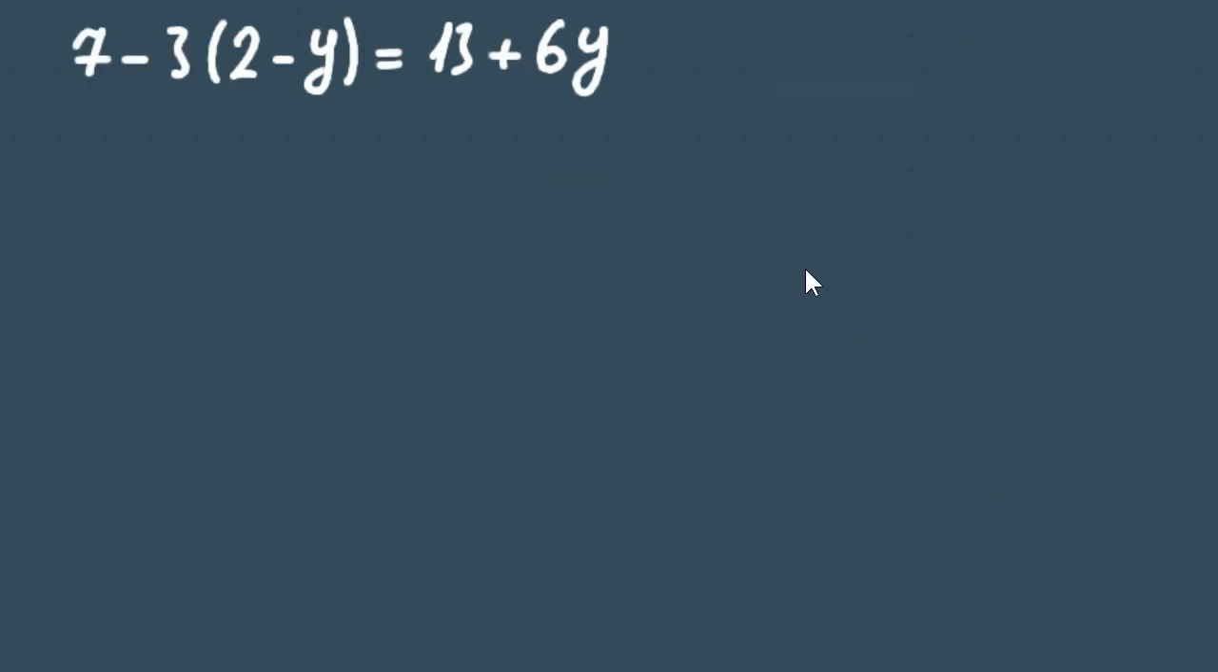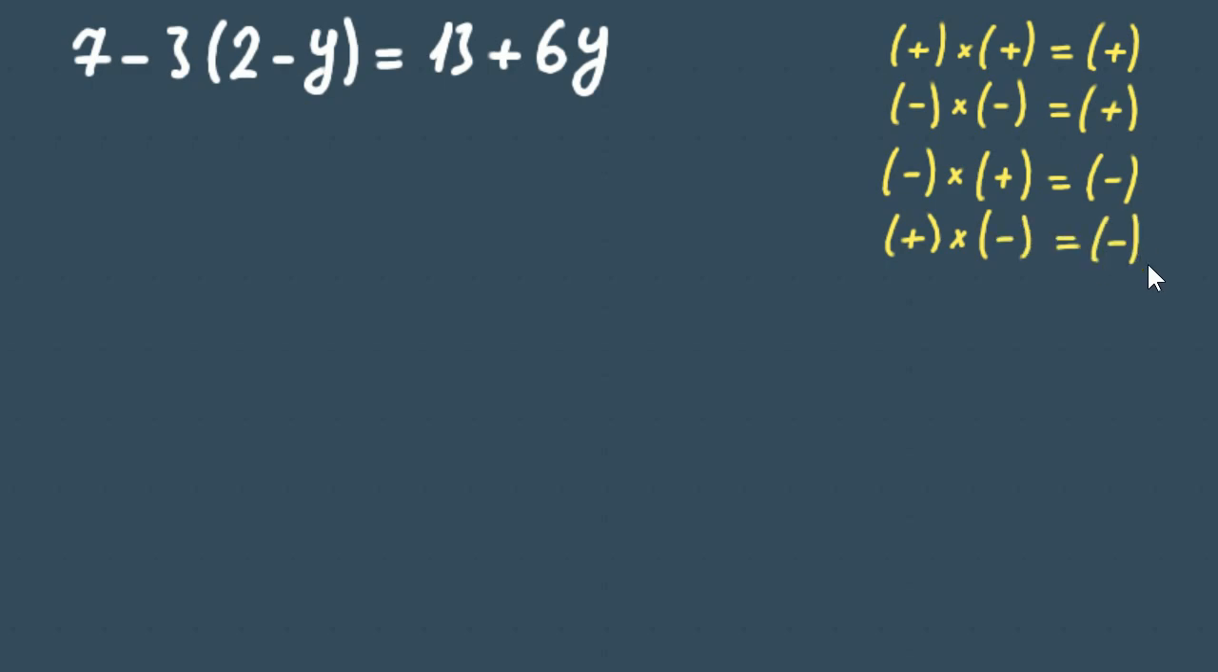Before solving the next equation, let's consider the rule of multiplying positive and negative numbers. When multiplying 2 positive numbers, the result will be positive. When multiplying 2 negative numbers, the result will also be a positive number. So, if the signs of 2 factors are the same, it doesn't matter if they are negative or positive, the result will be a positive number. If the signs of the 2 factors are opposite, then the result will be a negative number.